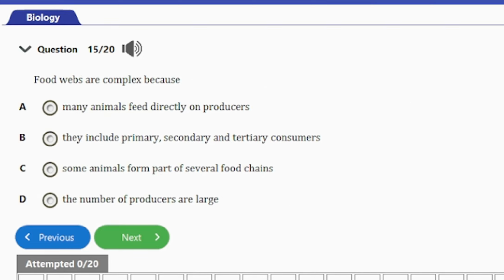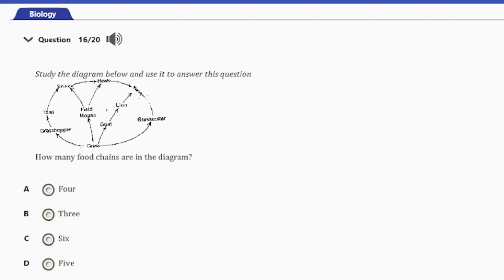So let's consider the next question, question number 15. It says, food webs are complex because A, many animals feed directly on producers. B, they include primary, secondary, and tertiary consumers. C, some animals form part of several food chains. D, the number of producers are large. So guys, the reason why food webs are complex is because some animals form part of several food chains. Let's consider the next question.